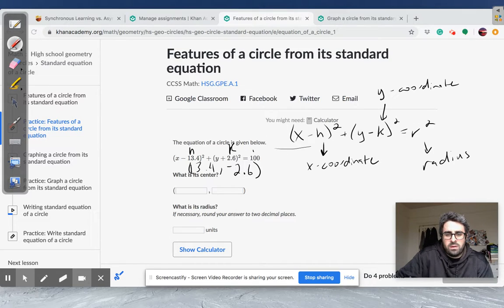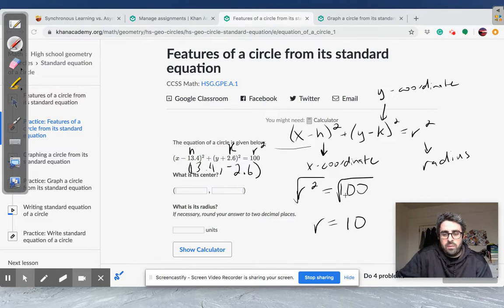And the radius, remember this value in the equation is r squared. So r squared is equal to the number that you see here, 100. So the radius is not 100. We have to take the square root of both sides to solve for r. So the square root of 100 is 10. So it's technically plus or minus 10, but we don't use negative values in geometry. So we're going to use positive 10 as the radius.